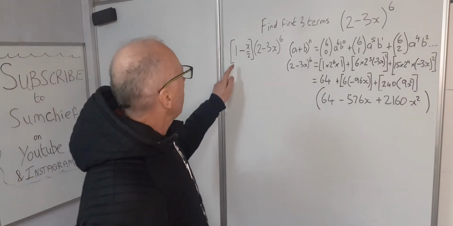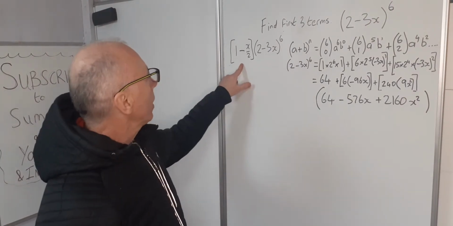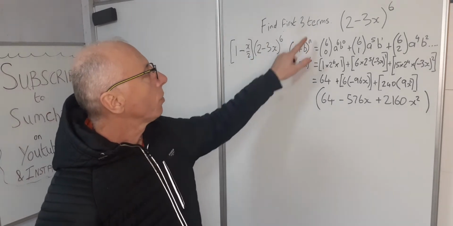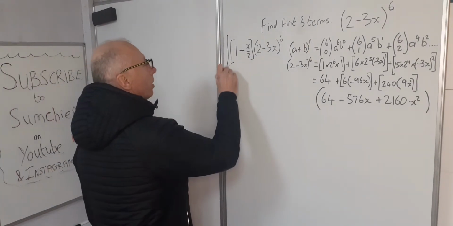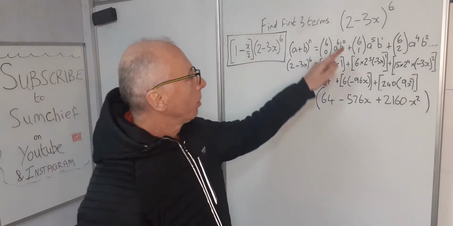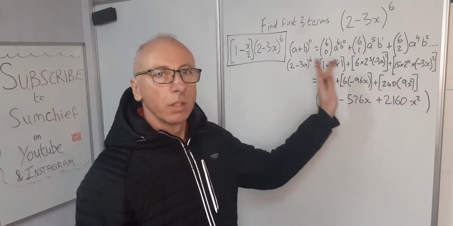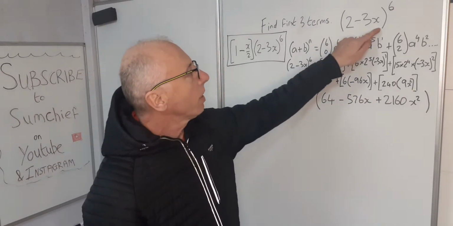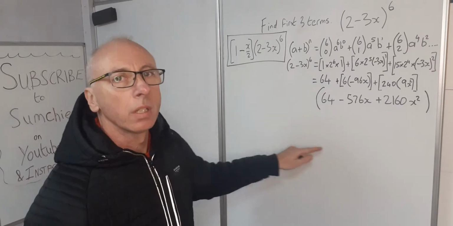Okay, so in this video we're going to work out (1 - x/2)(2 - 3x)^6 to the first three terms. So this is what we're interested in. Now in the previous video we did all these calculations. Follow the link down on the bottom and you'll see how we got to this. So that was this to the first three terms.